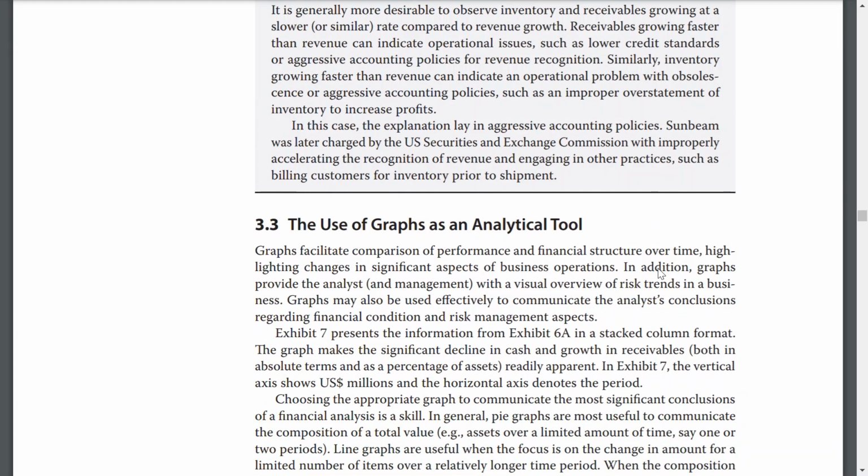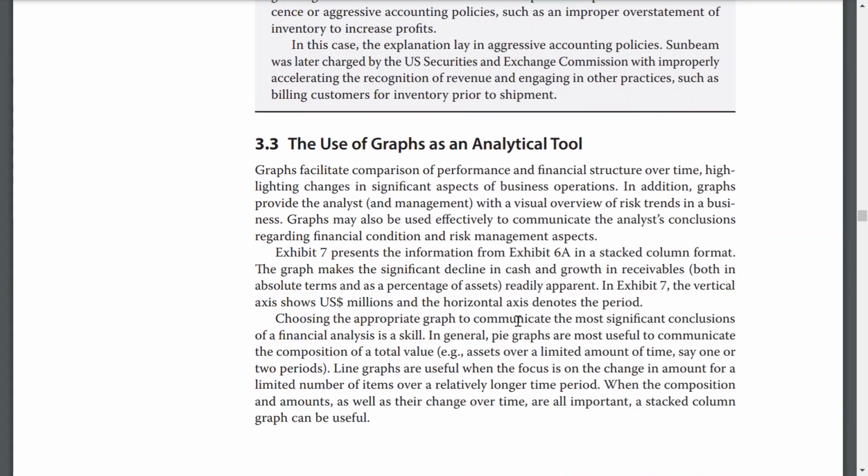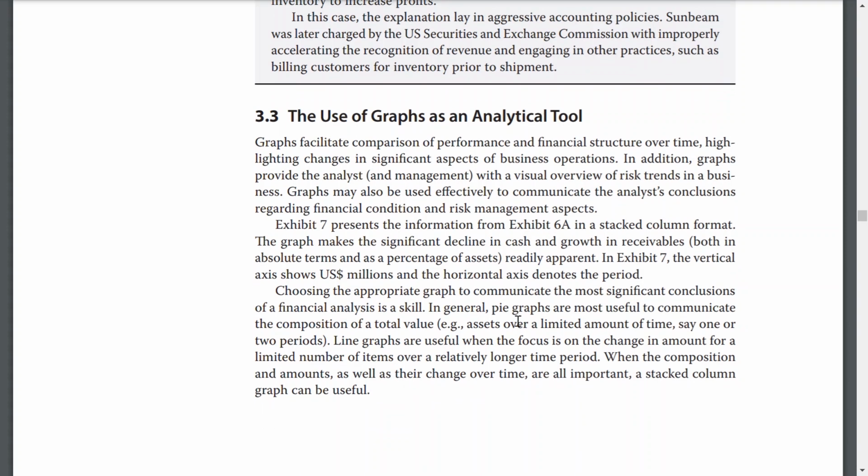The use of graphs as an analytical tool. Graphs facilitate comparison of performance and financial structure over time, highlighting changes in significant aspects of business operations. In addition, graphs provide a visual overview of risk trends in a business. Graphs may also be used effectively to communicate the analyst's conclusions regarding financial condition and risk management aspects.